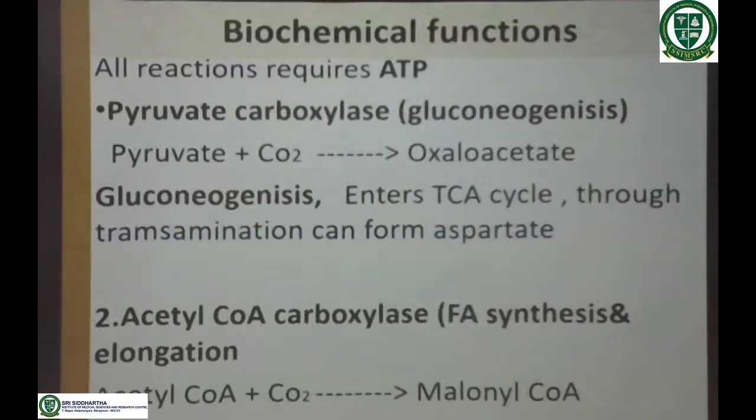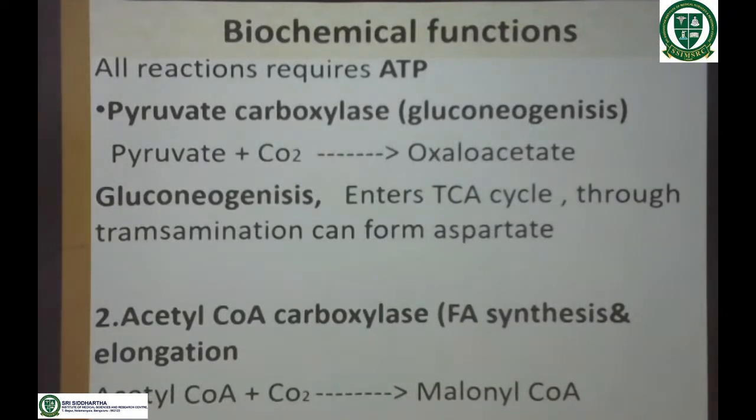Again, coming to the next step, which are the four important enzymes? That is pyruvate carboxylase. This pyruvate carboxylase is required for the conversion of pyruvate to oxaloacetate. This oxaloacetate is utilized for gluconeogenesis, or else it is utilized for the TCA cycle, or else for synthesis of the amino acid aspartate. For the activity of pyruvate carboxylase, we require a carbon dioxide fixation agent, that is biotin.